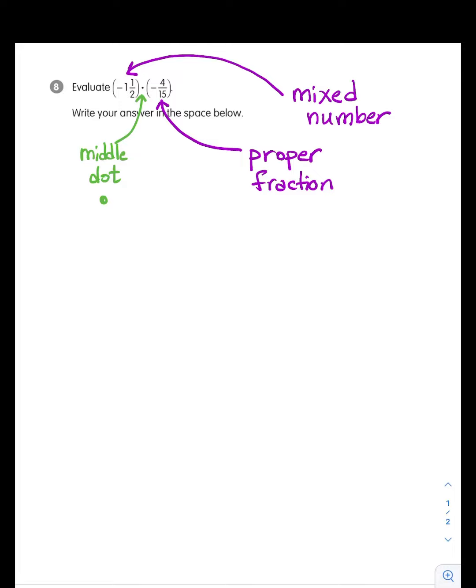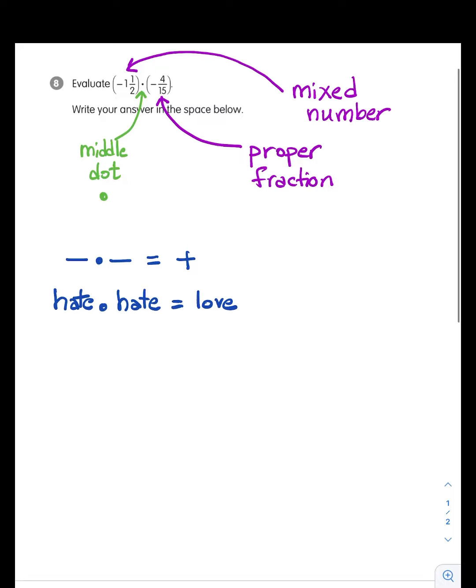Now, we also know that both numbers given to us are negatives, and so we know that the answer is going to be positive. So we can just ignore the two negative signs. Okay, we know that negative times negative is going to be positive. And you know Dr. K's analogy? When you have hate, when you hate, you get love. Okay, so let's go ahead and change both numbers into improper fractions, and let's go ahead and evaluate.